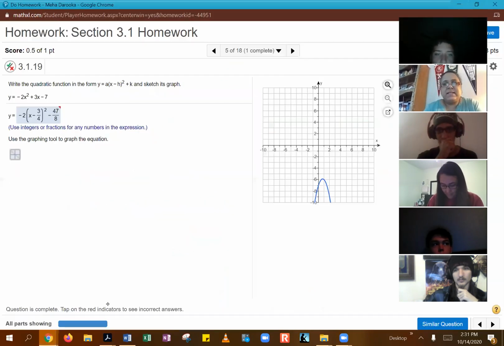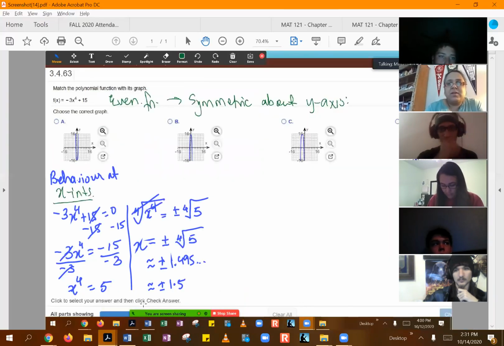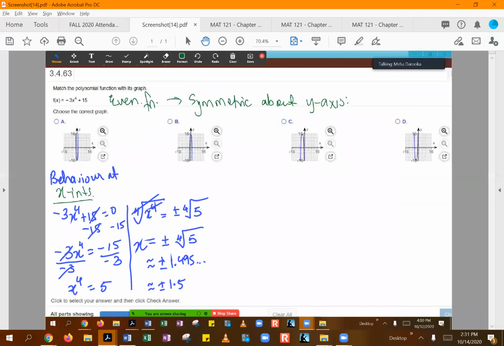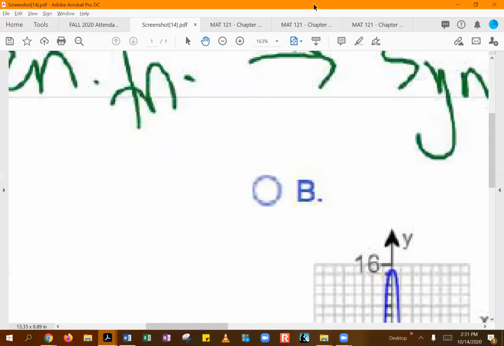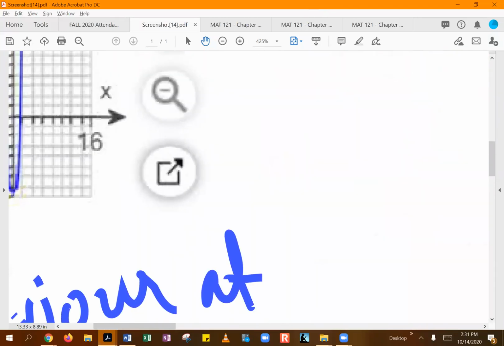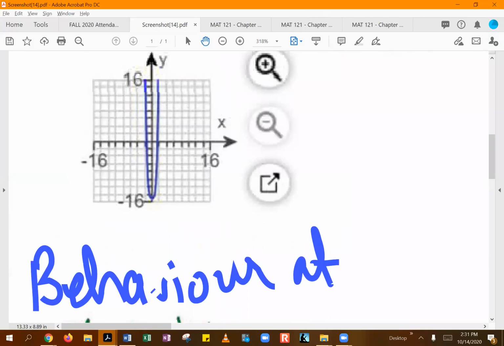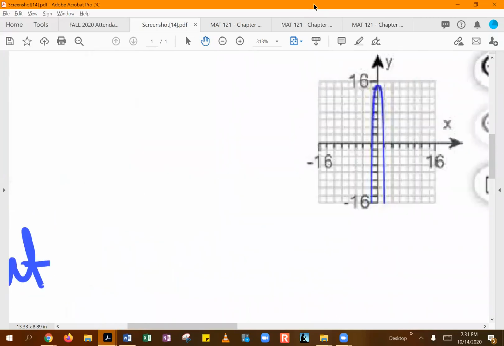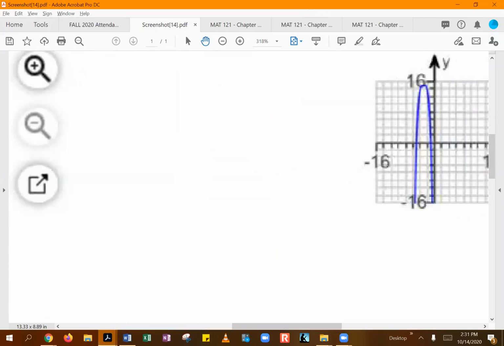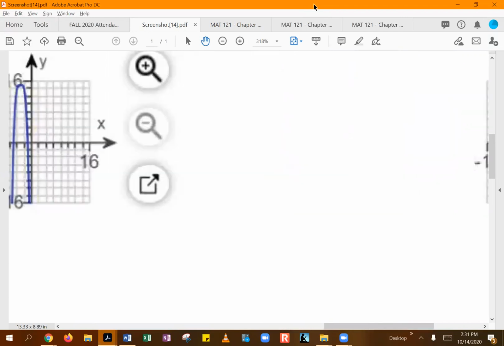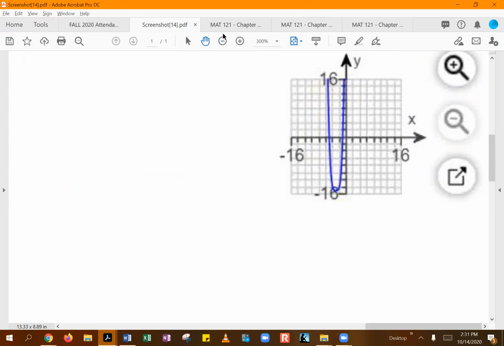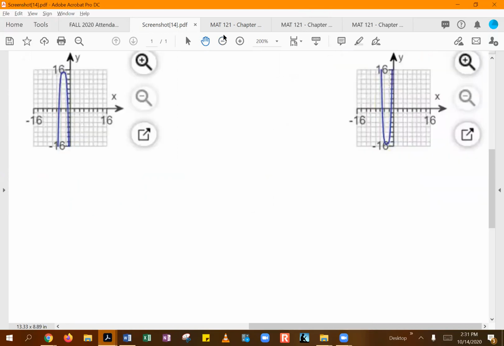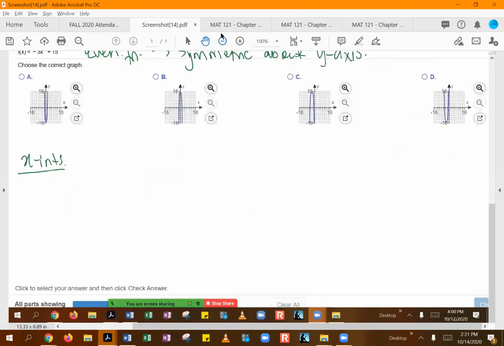So you will actually see, oops, wrong one. You should be able to see from all of these graphs here that we are crossing the x-axis in all of these graphs over here. So this one works a little bit differently, just because of how we end up solving it to get our x-intercepts.